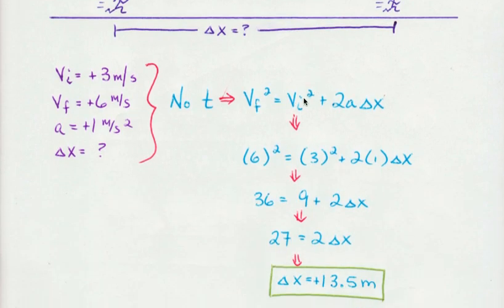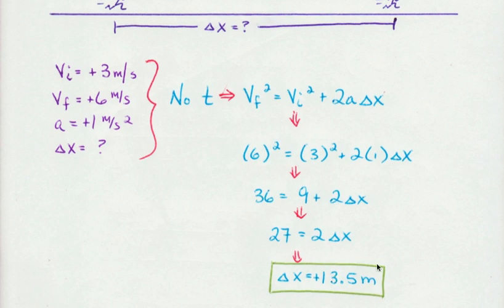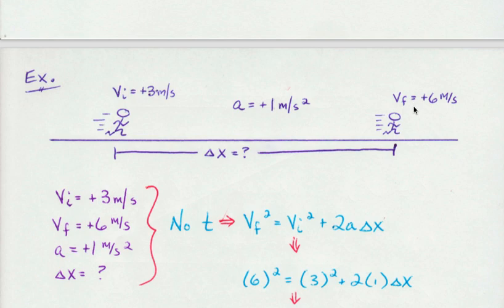So I'll use the one equation in which I don't need to know time. Vf squared equals Vi squared plus 2a delta x, and plug in what I know. 6 squared equals 3 squared plus 2 times 1 times delta x. 36 equals 9 plus 2 times delta x. Subtract 9 from both sides. 27 equals 2 times delta x. Divide both sides by 2. And this object would have taken 13.5 meters to accelerate up to its final velocity of 6 meters per second.